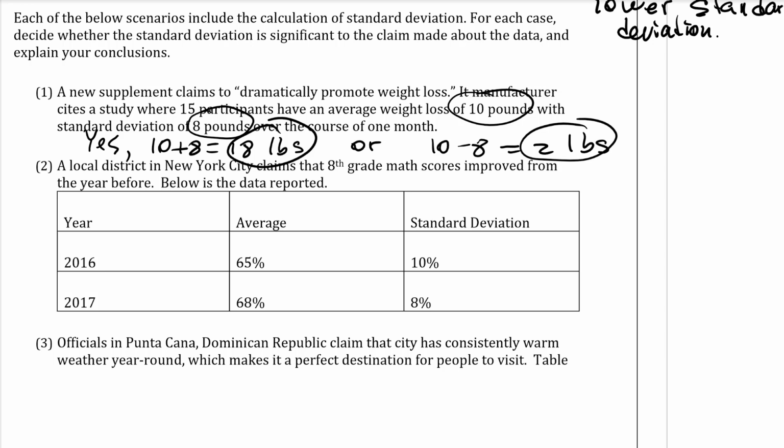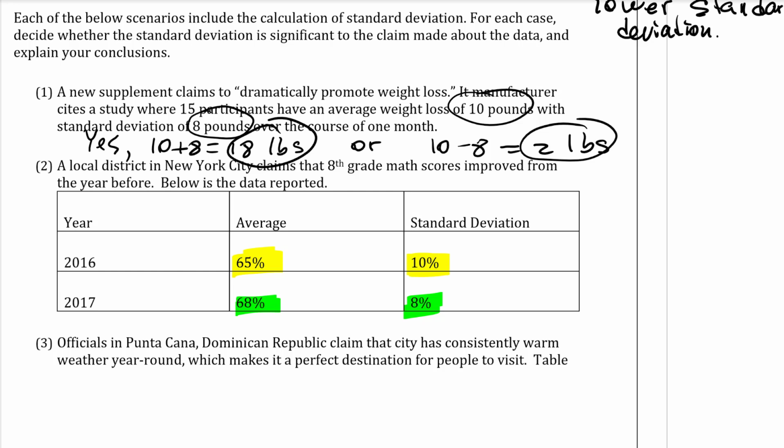Number 2, a local district in New York City claims that the 8th grade math scores improved from the year before. Below is the data reported. So in 2016, the average was 65, and the standard deviation was 10. The following year, the average improved, but the standard deviation decreased. So what can you say about how the year 2016 compares to 2017? I'll give you a moment to think about it. Did it actually improve?